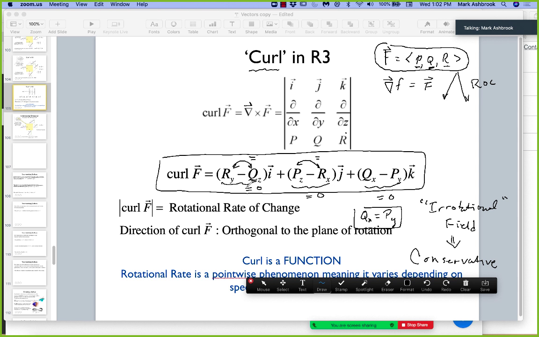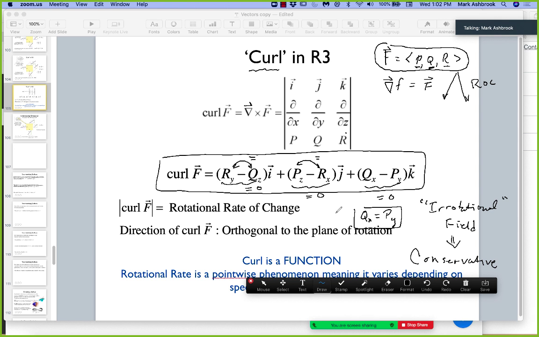So this is like the Clairaut's theorem check for an R3 field: you'd have to compare 3 different pairs of partial derivatives to make sure that they were all equal. And then you can conclude it's conservative.